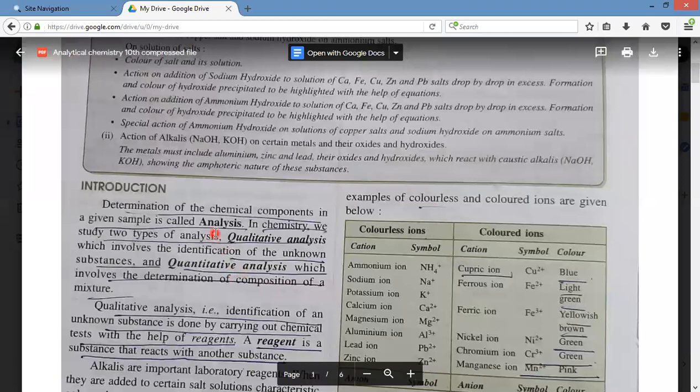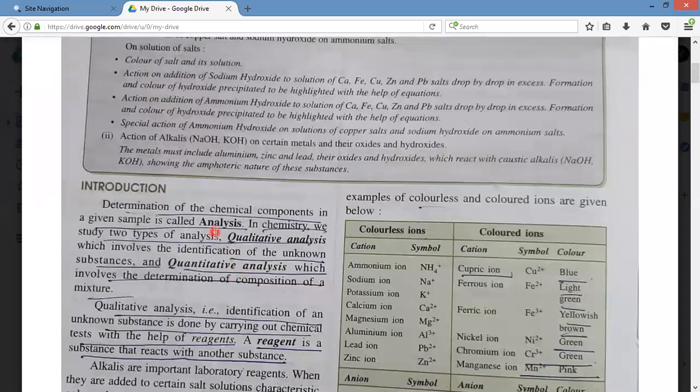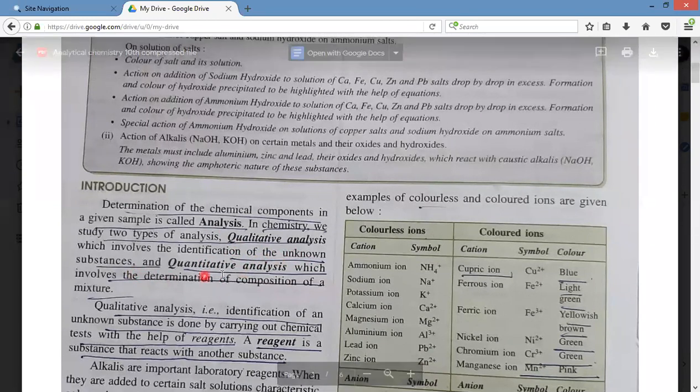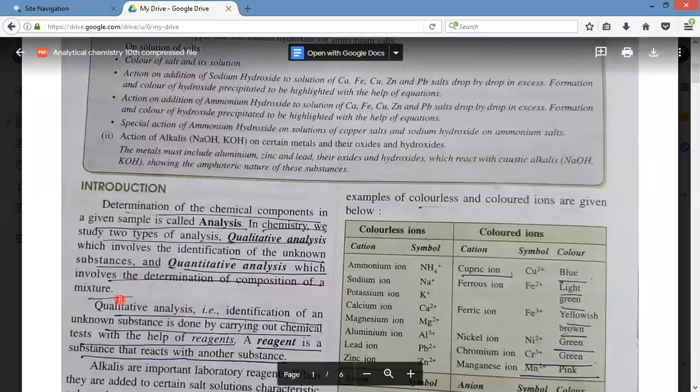Analytical chemistry is based on analysis. Analysis means to identify something, which can be based on quality or quantity. If we are identifying an unknown substance, then it is qualitative analysis. And when we are determining the composition of a mixture, then it is quantitative analysis.